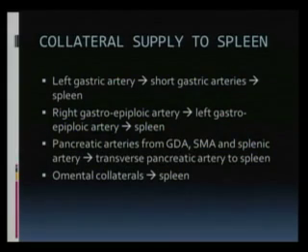On Friday, I actually embolized the two main branches of the splenic artery, and yet the spleen is being perfused by these collaterals. The right gastroepiploic artery can communicate with the left gastroepiploic and supply the spleen. This is the second collateral. The pancreatic arteries from the GDA, SMA, and splenic artery through the transverse pancreatic artery can supply the spleen. This is the third collateral. And then you can have omental branches supplying the spleen. So there are a lot of collaterals. If you embolize the main splenic artery, there are other collaterals to keep the spleen alive.